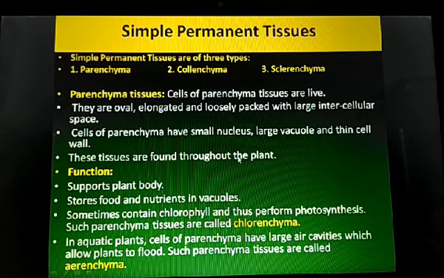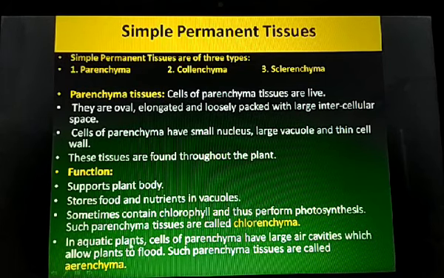These tissues are found throughout the plant body. Let's see the different functions of parenchyma tissue. First, it supports the plant body. Second, it stores food and nutrients in vacuoles. Third, sometimes parenchyma may contain some chlorophyll, and thus it may perform photosynthesis. So in case it has chlorophyll pigment present in it, then it is responsible for photosynthesis, and in that case, such parenchyma tissues are called chlorenchyma because of the presence of chlorophyll.